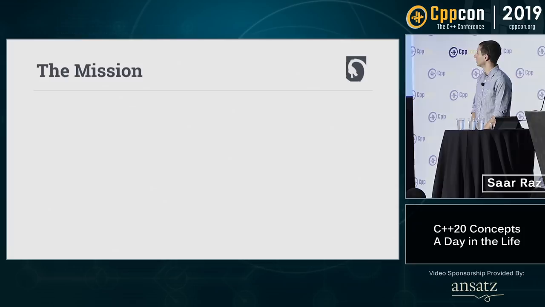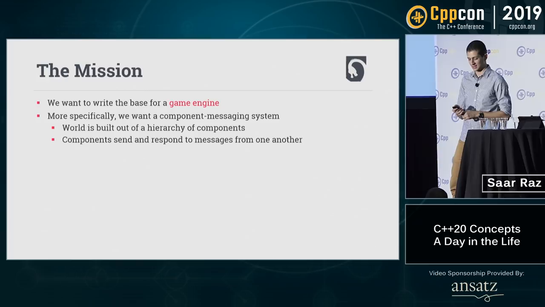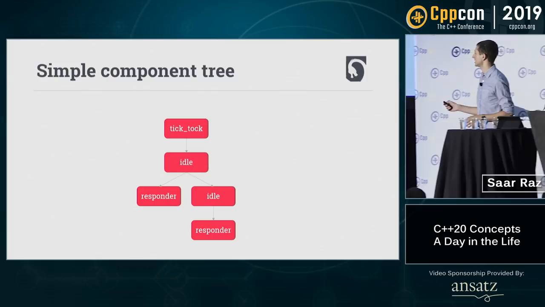Cool. So what we're going to try to do is write the basis for a game engine. And I'm going to be more specific. We're going to write a very simple component messaging system. It's going to be some sort of hierarchy of components which send and receive messages from one another, okay? I'll show you a quick example. For example, say we have this TikTok component here. This is a tree of components. Each square here is a component.